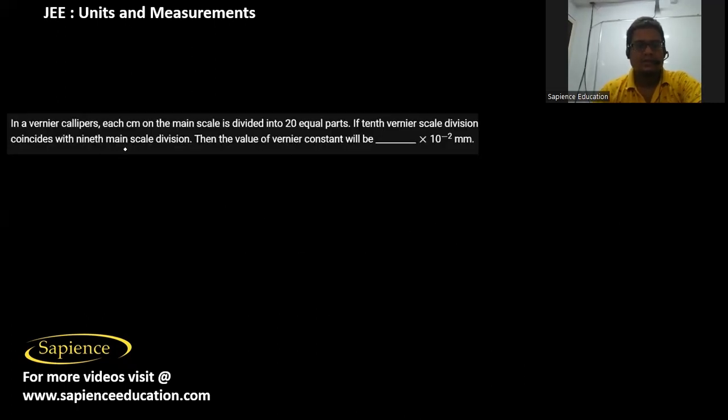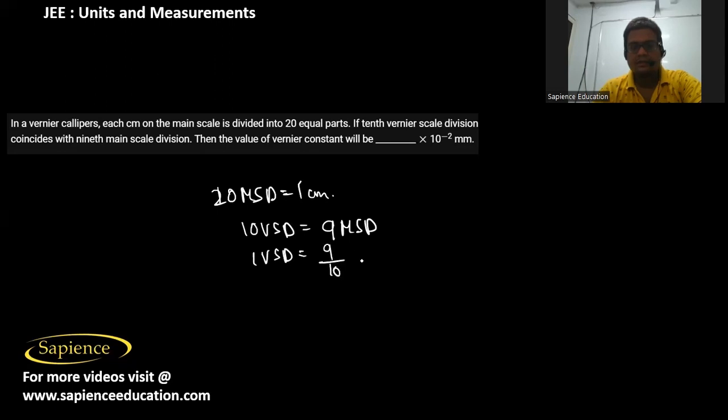Then here it is told, in a vernier calipers, each centimeter on the main scale is divided into 20 equal parts. So 20 main scale divisions is equal to 1 centimeter on the main scale. If the 10th vernier scale division coincides with the 9th main scale division, then the value of the vernier constant will be, so 1 vernier scale division is equal to 9 by 10 main scale division. So therefore the vernier constant means the least count that we have to find.